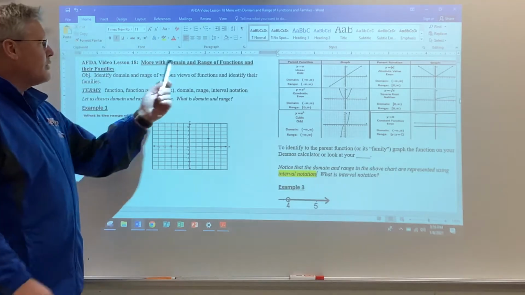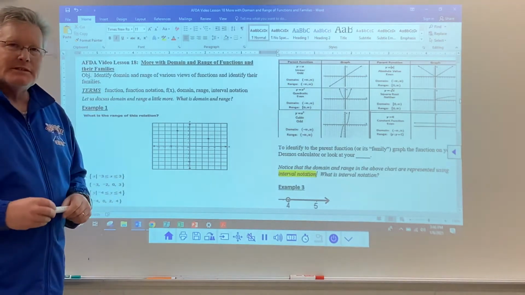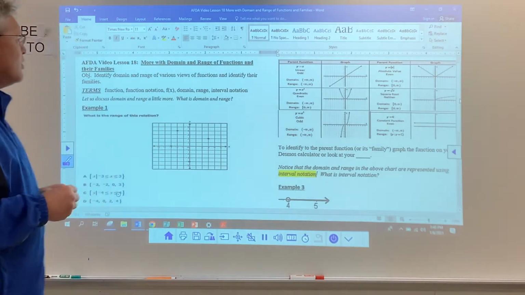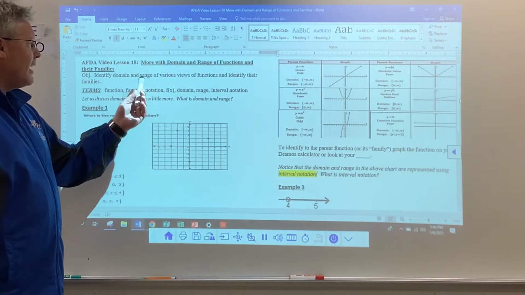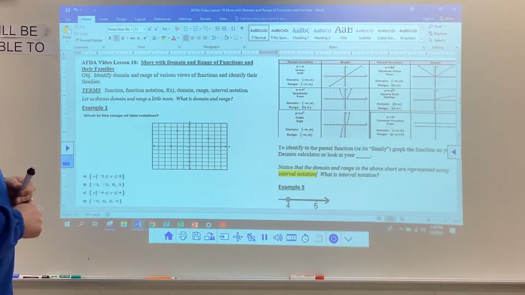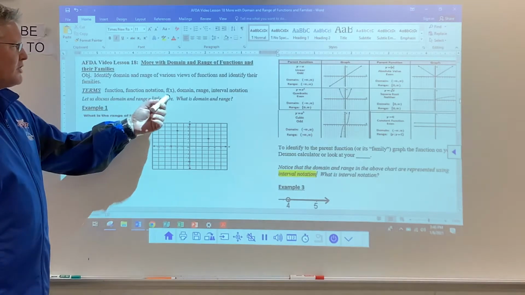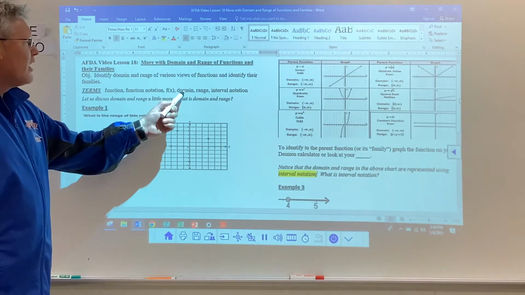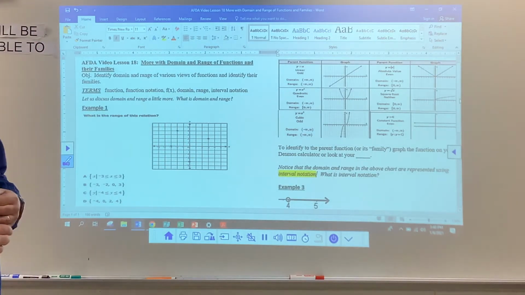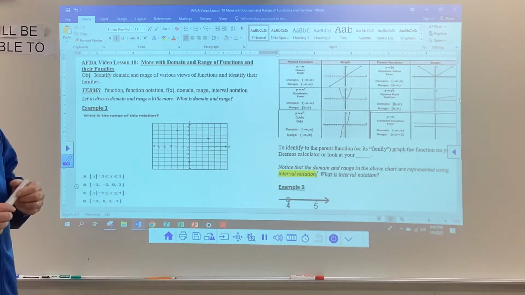We're going to be doing more with domain and range of functions today, along with identifying their families of functions. So something that you're somewhat familiar with and then something a little bit newer. So we want to be able to identify domain and range of various views of functions and identify their families. Sometimes referred to as their parent function, but terminology is function notation, f of x, you guys know those things. Domain, range, and something that you may or may not have heard about or haven't seen in a while, something called interval notation. And let's discuss a little bit about domain and range a little bit more.